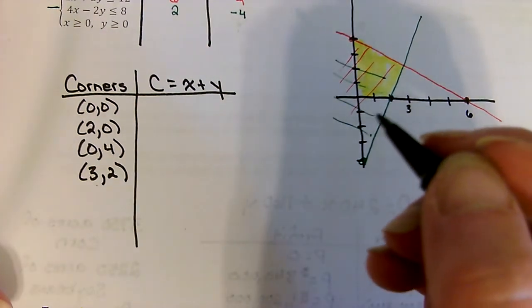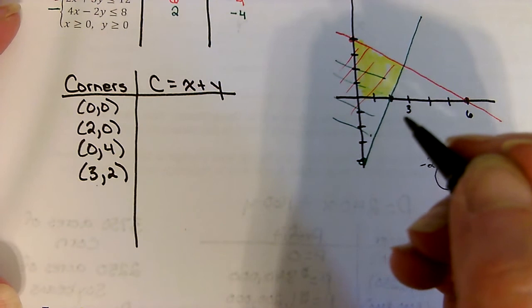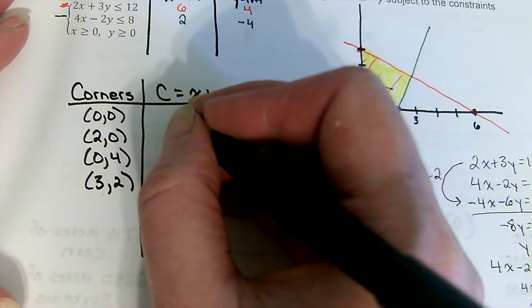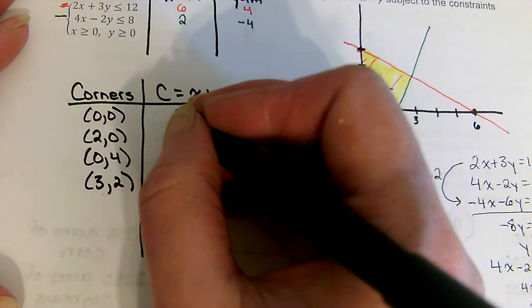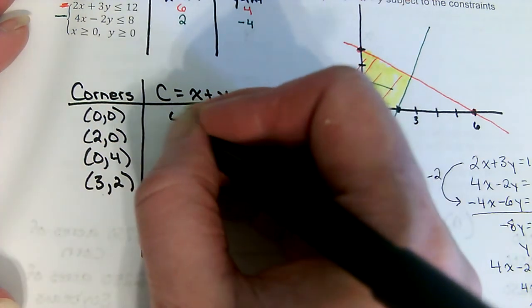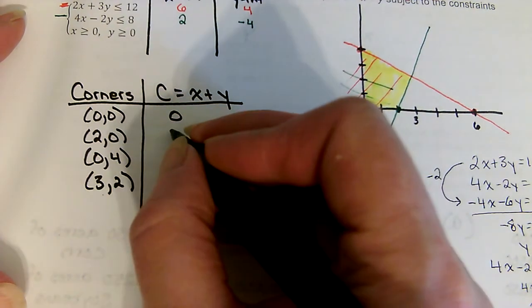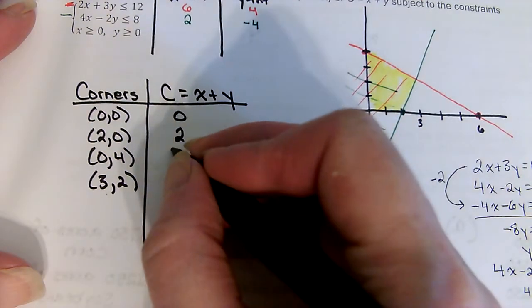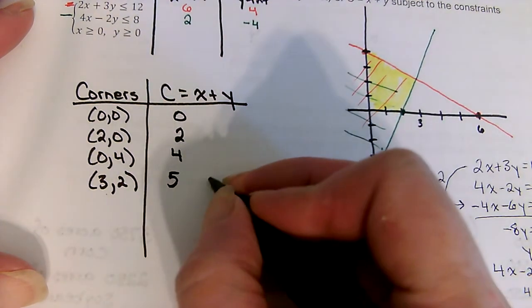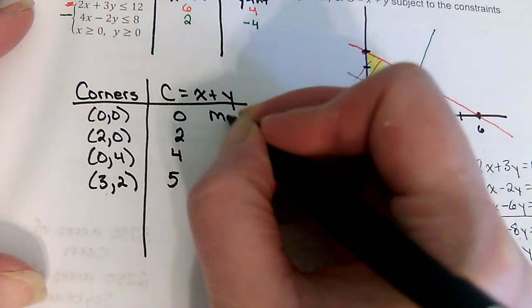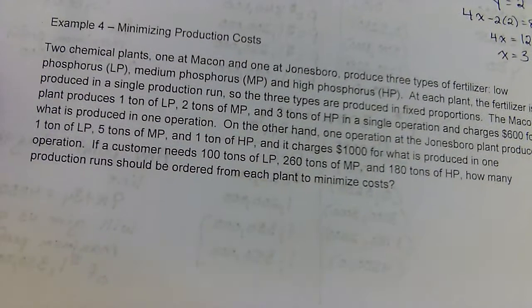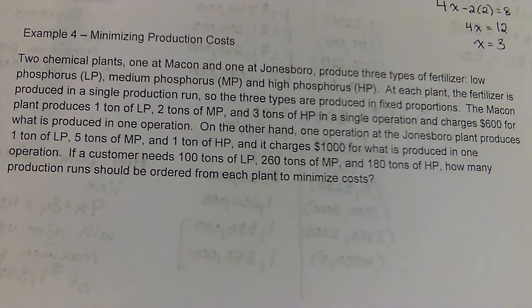And we're going to plug this in, and this time we're labeling which ones are the minimums and the maximums. So if I plug in 0, 0, I get 0. 2, 0, I get 2. 0, 4, I get 4, and I get a 5. So this would be the max, and this would be the min. And that's going to come into play in the next one when we're finding a minimum. So minimization.